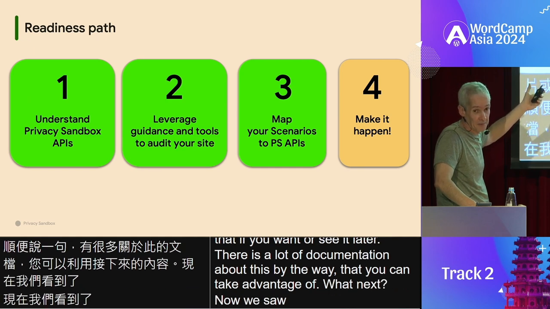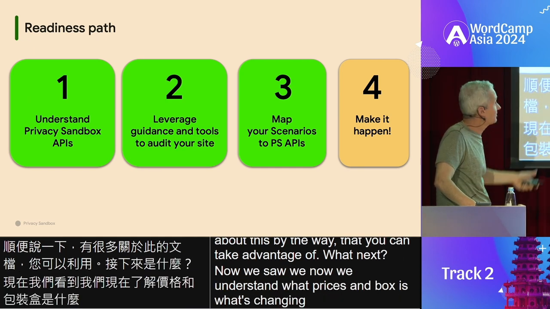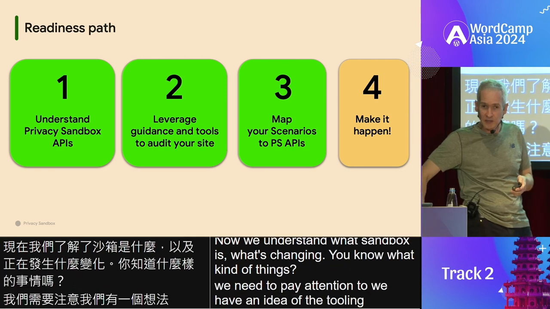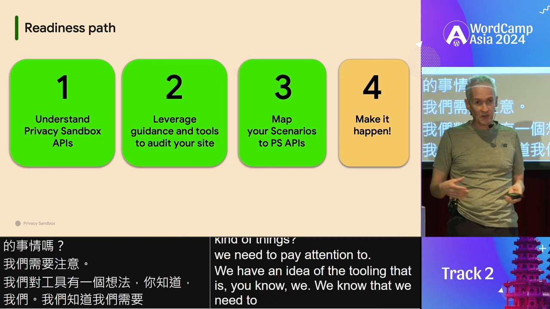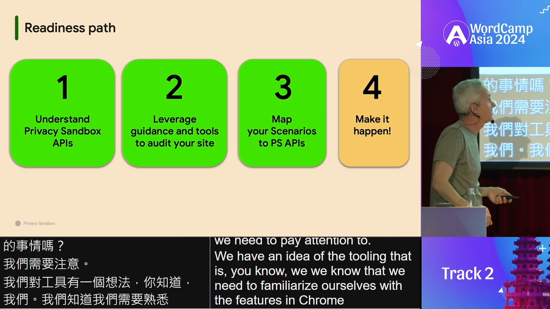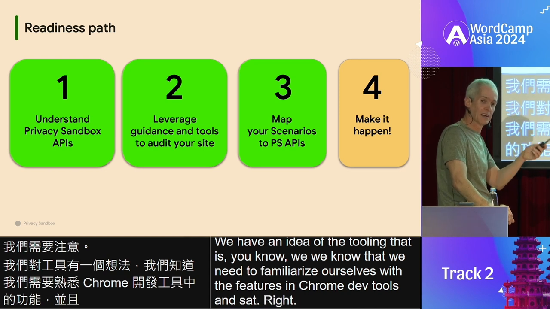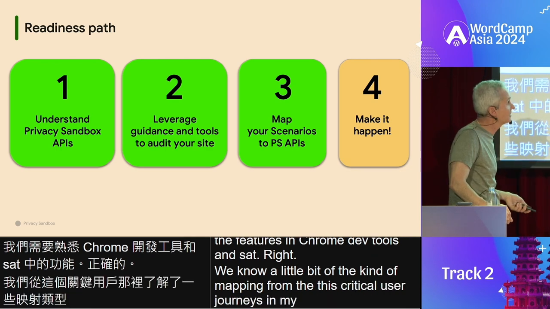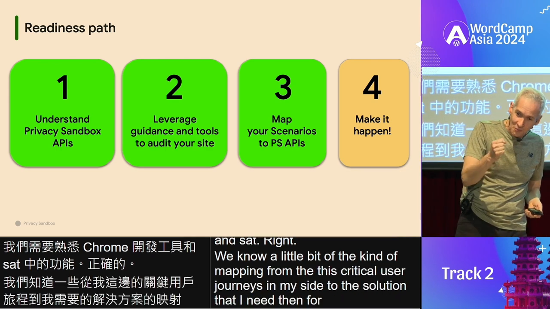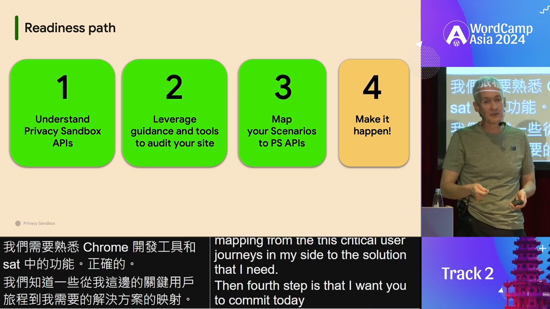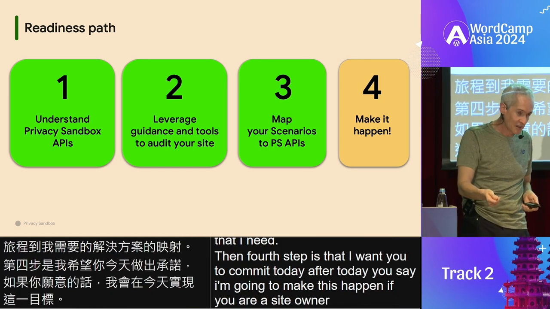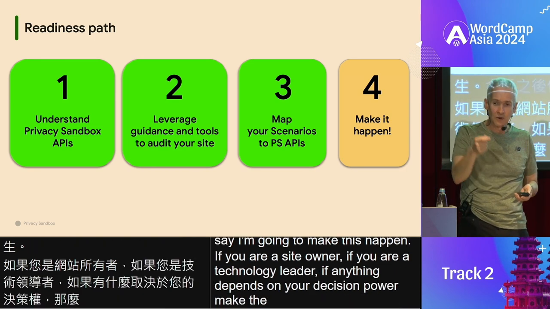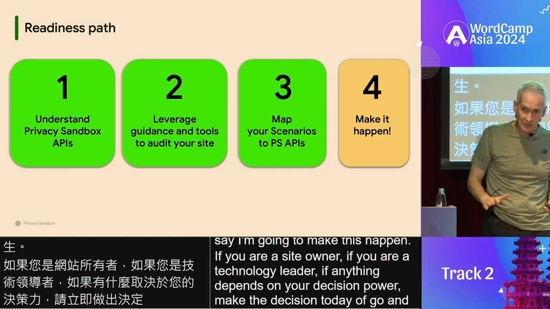Now, we understand what Privacy Sandbox is, what's changing, and what kind of things we need to pay attention to. We have an idea of the tooling: we know that we need to familiarize ourselves with the features in Chrome DevTools and PSAT. We know a little bit of the mapping from the critical user journeys in my site to the solutions that I need. Then the fourth step is that I want you to commit today. After today, you say, I'm going to make this happen. If you are a site owner, a technology leader, or if anything depends on your decision power, make the decision today to go and update your site, and then you're going to be done with it.